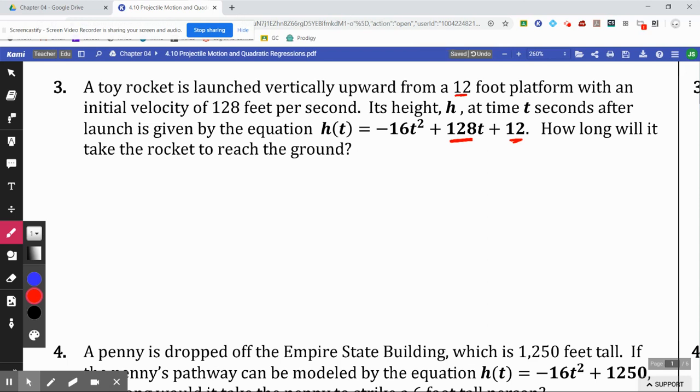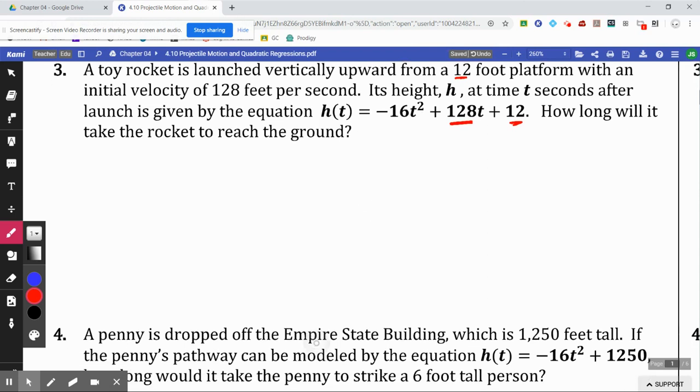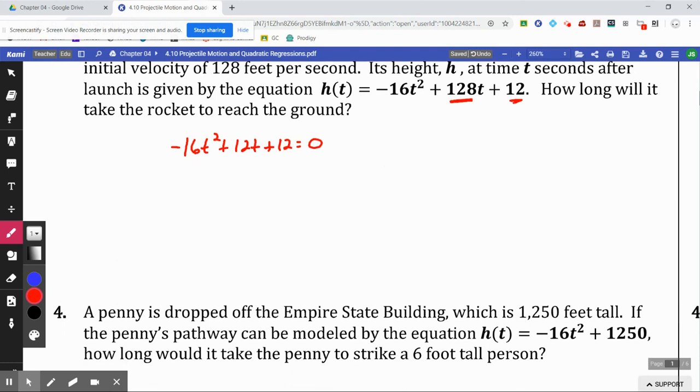How long will it take the rocket to reach the ground? So this is the height of the rocket. And we want to know, when is the height of the rocket 0? Now, we know that we're not starting on the ground. We're starting 12 feet above the ground. So over the course of our domain, we're only going to have one value where it's equal to 0. And we'll talk more about that as we solve it.